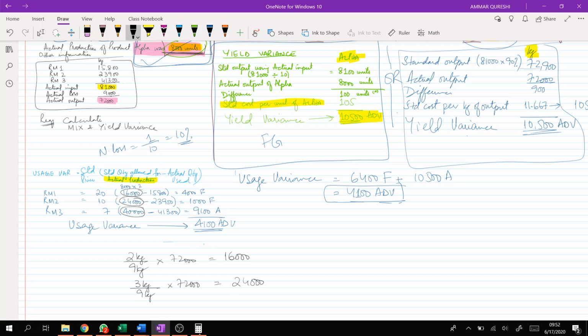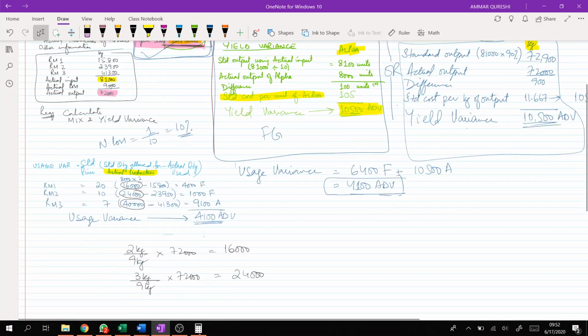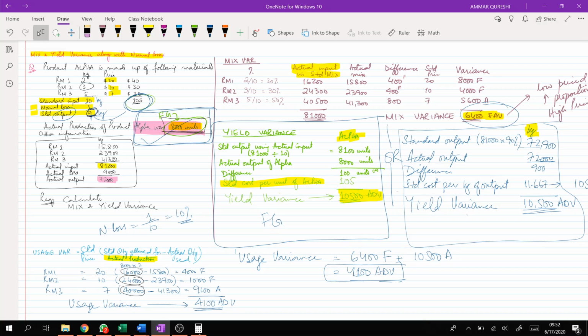So try to practice this and calculate this usage variance on your own so that you can identify it. This is a very brief explanation of the concept of mix and yield variance along with losses. I hope you got my point.